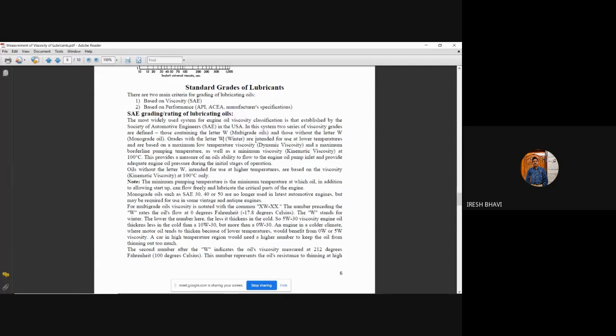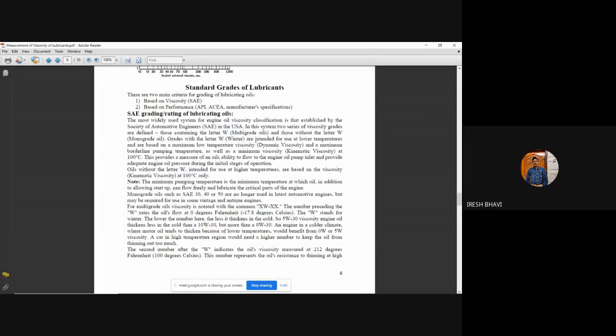A multigrade oil is one which has both grades, that is a summer grade and also a winter grade, so that the same oil will hold good in summer and also in winter, in Delhi or in any adverse temperature.